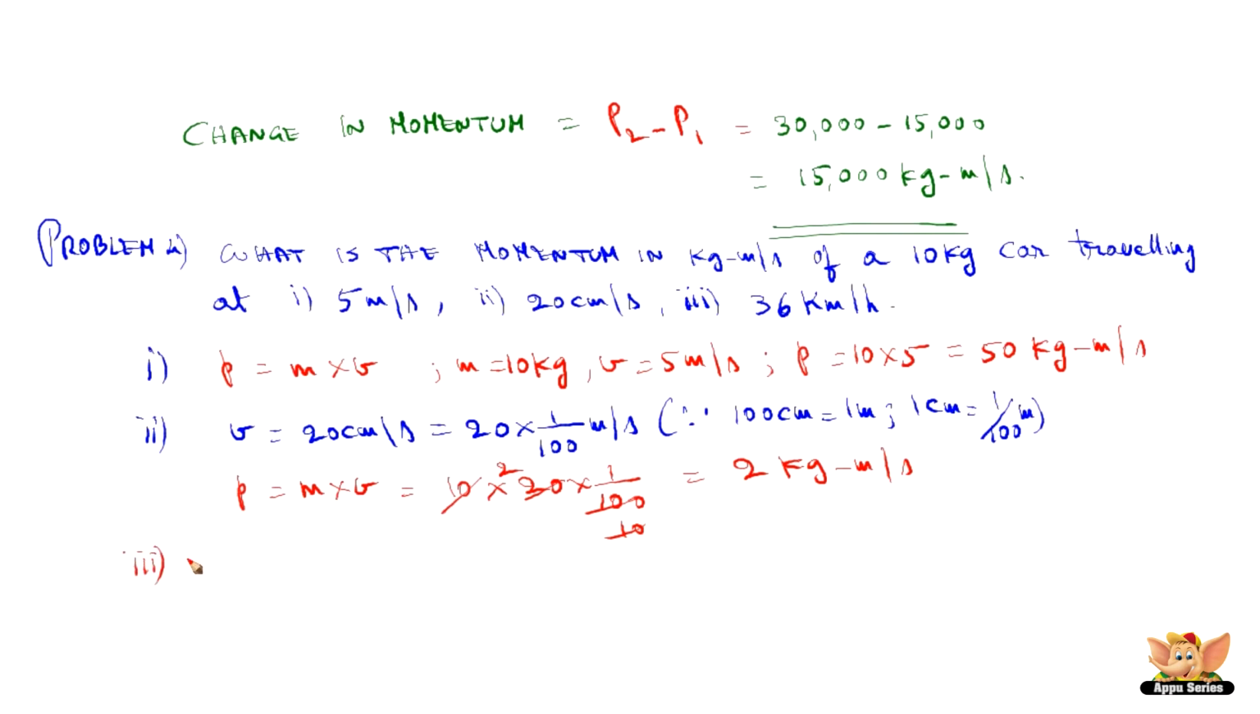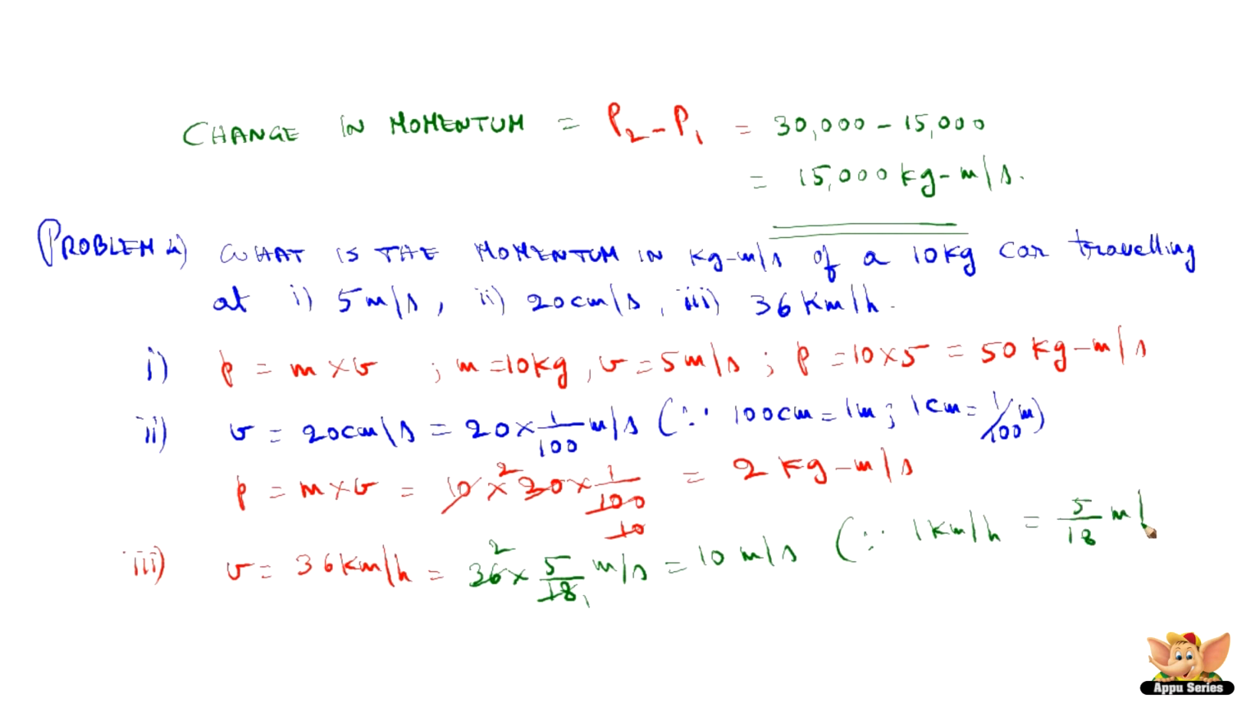Taking the third part of the problem, here V is equal to 36 kilometer per hour. So we need to convert the kilometer per hour into meter per second, which means 5 by 18 meter per second, 18 ones, 18 twos, which is 10 meter per second. We did this conversion because 1 kilometer per hour is equal to 5 by 18 meter per second. So now to find the momentum, P is equal to M into V. M is 10 kg and V is 10 meter per second, 100 kg meter per second.